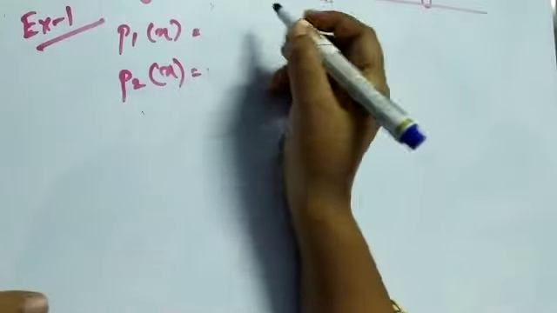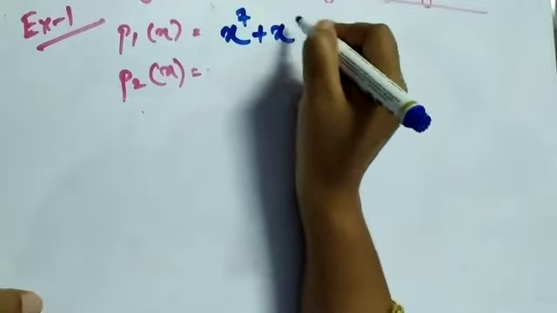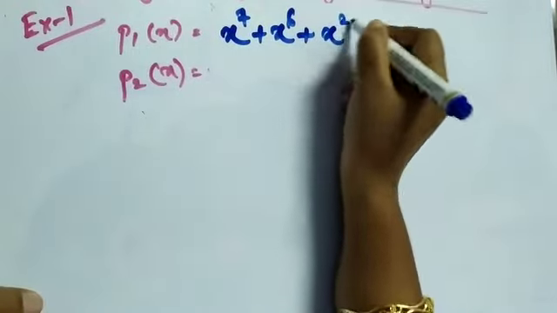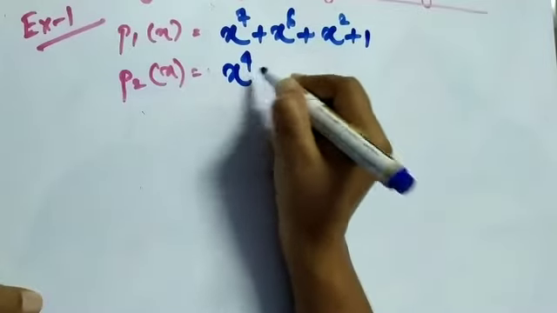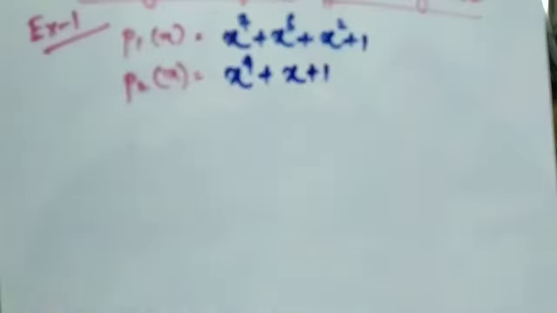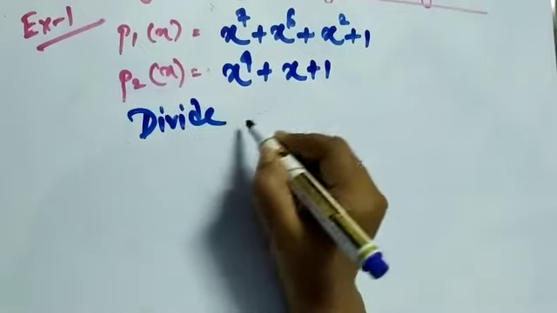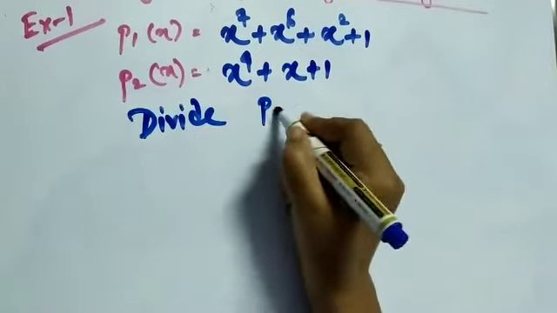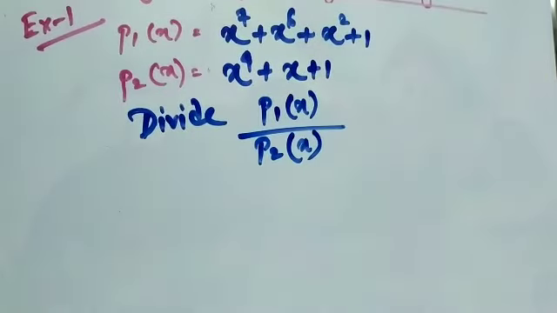So here your first term of polynomial is x to the power 7, x to the power 6, x square plus 1. And the second term is x to the power 4, x plus 1. So divide P1(x) by P2(x). It is your exercise. Do it yourself and send me the answer.